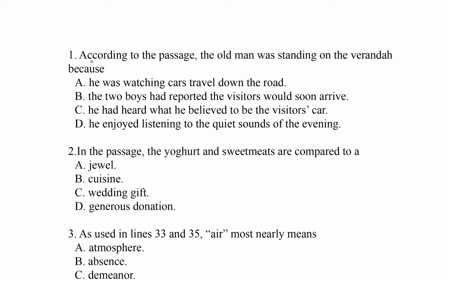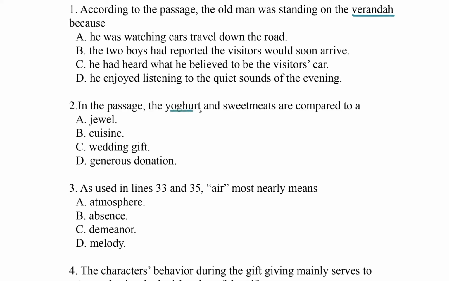All right, question 1. According to the passage, the old man was standing on the veranda because... Cool. So for this, I'm going to underline veranda, and then later as we're going through the passage, when we come across the veranda, we'll just circle it. This is just asking us why the old man was standing on the veranda. Okay, question number 2. In the passage, the yogurt and the sweetmeats are compared to... Cool. So again, this is another keyword kind of question. So as we go through the passage, we'll be looking for yogurt and sweetmeats, the mentions of that.